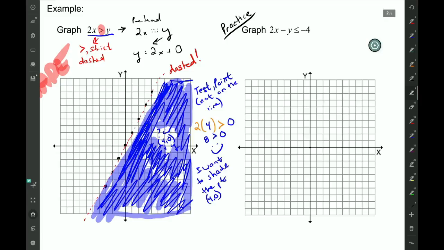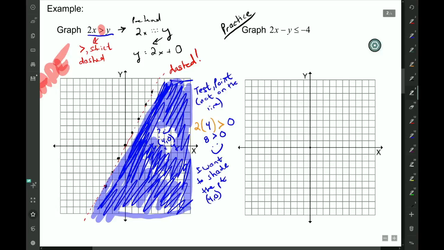Awesome stuff. If you want to know what the answers were to these problems, here we go. So 2x minus y is less than or equal to -4. I want to make this nice and easy on myself, so I'm going to subtract the 2x. Negative y is less than or equal to -2x minus 4.